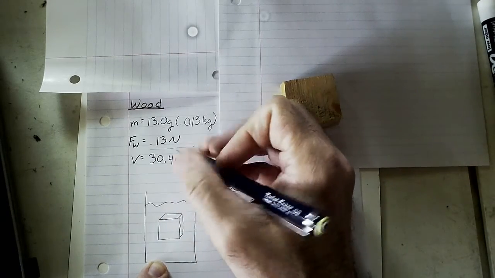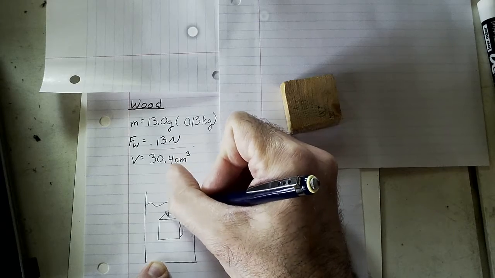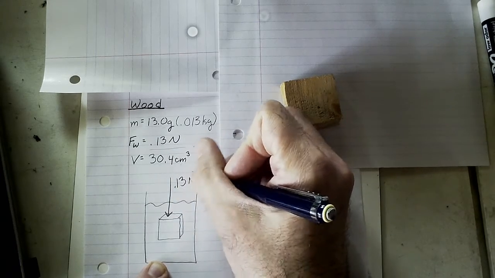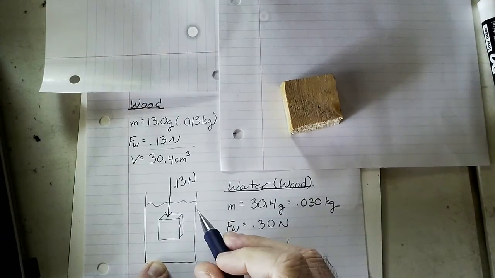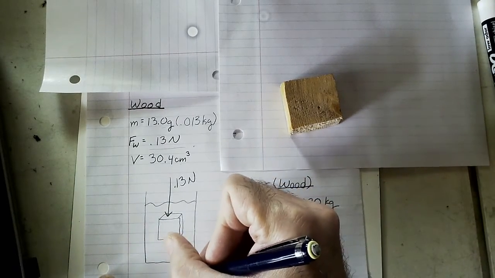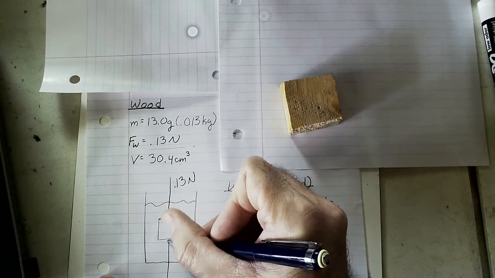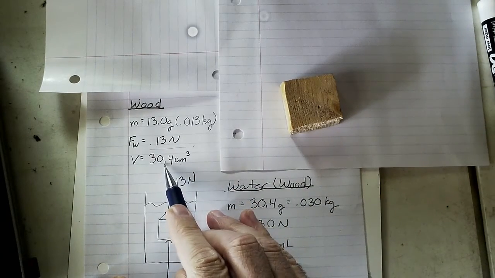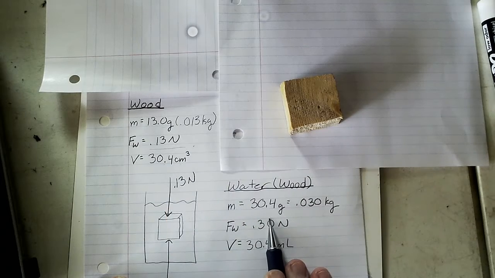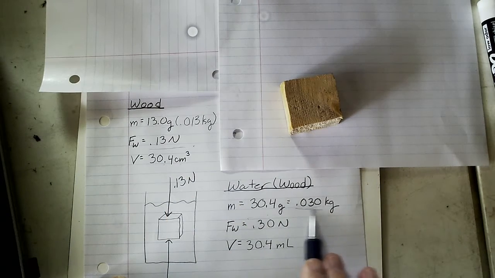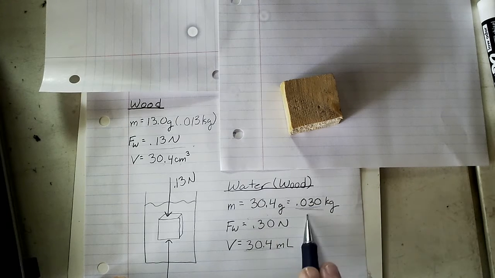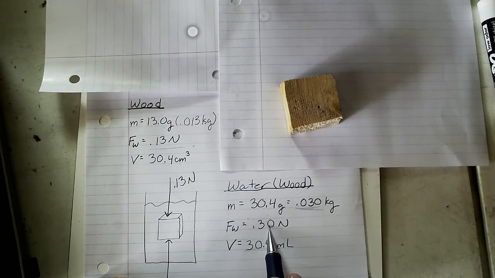and its weight pushing down is 0.13 newtons. What we need to figure out is what the buoyant force is pushing up. And the buoyant force is equal to the weight of this much water. And that's what I've done down here. So the weight of this much water is 0.3 newtons.